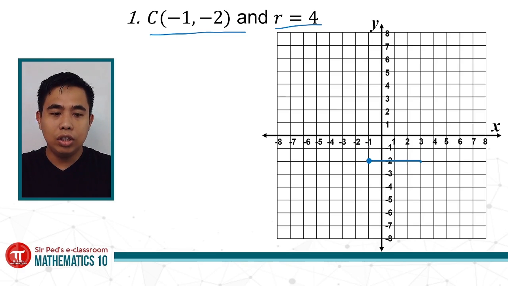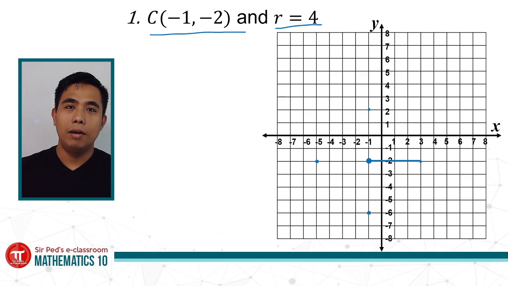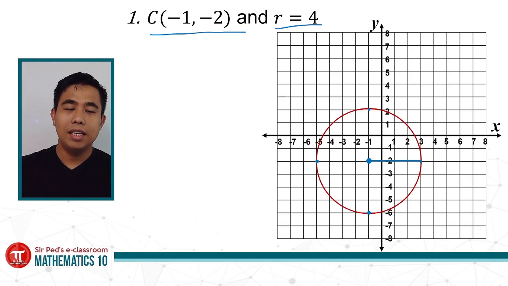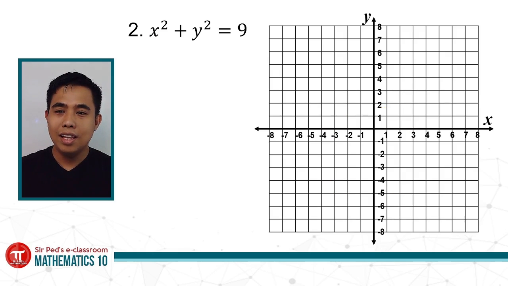Ayan. And then count 4 units pataas from the center. 1, 2, 3, 4. Count 4 units sa left ng center. 1, 2, 3, 4. And then 1, 2, 3, 4 pababa. Okay? After that, we are now ready to use our compass. And that will be the graph of our circle.